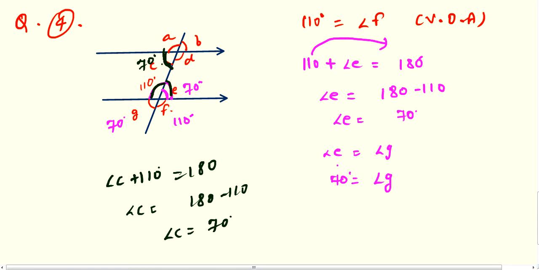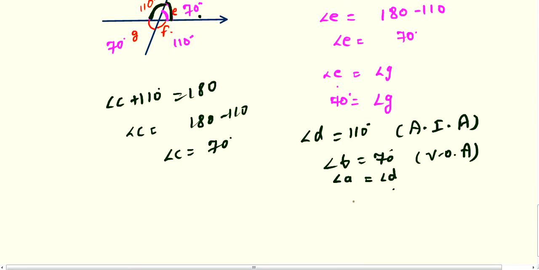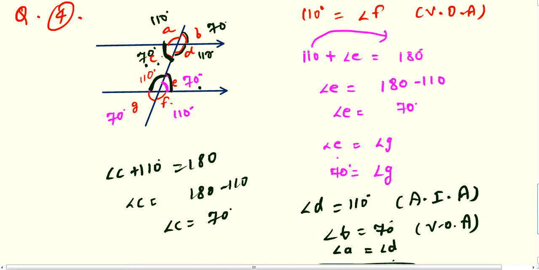Now this angle C and this angle E, as you can see, this is 70 degree and this is also 70 degree, because they are alternate interior angles, and alternate interior angles are equal. Clear? So this is 110 degree. So D is also 110 degree. So you can write that angle D equals 110 degree. The reason is alternate interior angle. Clear? Now if angle C is 70 degree, so angle B is also 70 degree. The reason is vertically opposite angle. And if angle D is 110, that means angle A is also 110, because angle A equals angle D. So like this you have to find angles. This is very easy. You can solve.